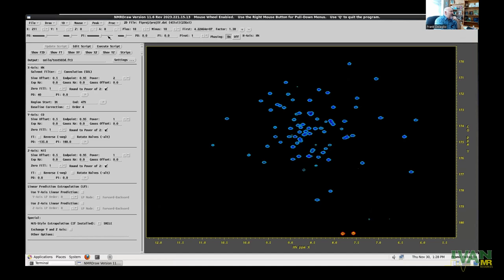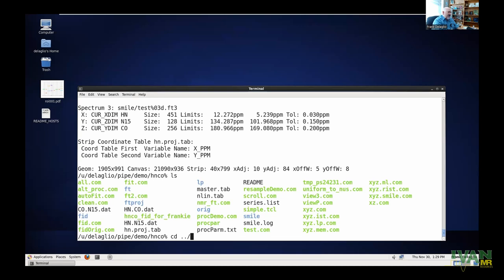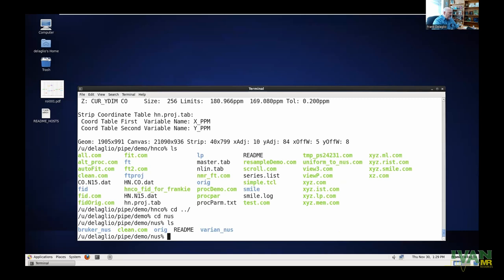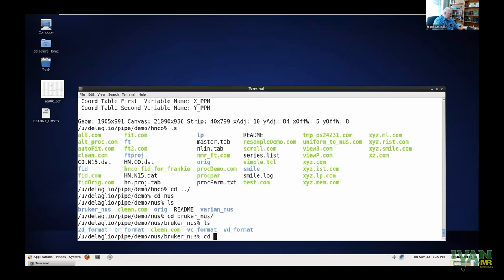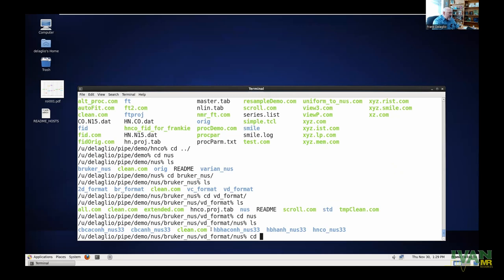So very easy, just a few clicks, and we can get a 3D reconstruction that includes the latest methods for extrapolation and processing. So pretty nice. And we have a mechanism to evaluate different processing schemes and see the results side by side in a strip view. So let's see what this looks like for non-uniformly sampled data instead. Let's see. All right, I like this spectrum, so we'll have a look at this.